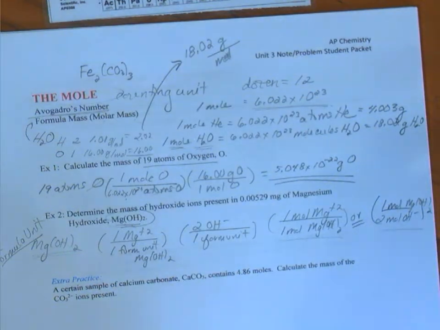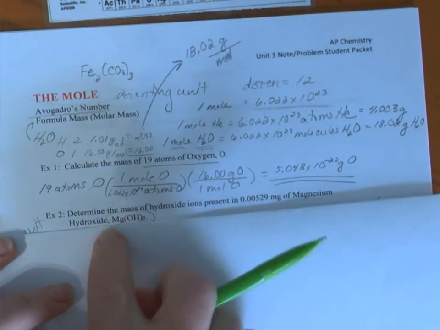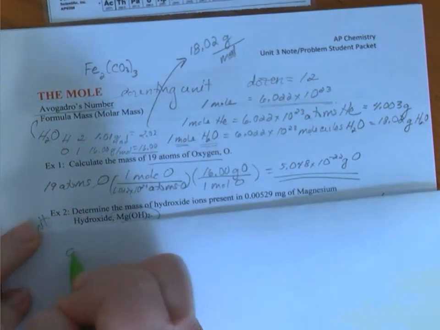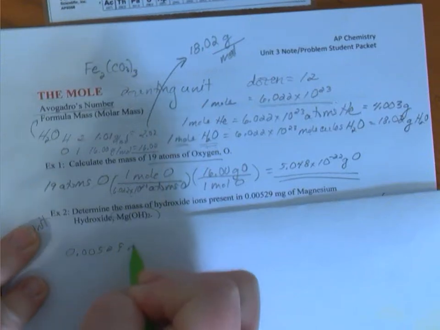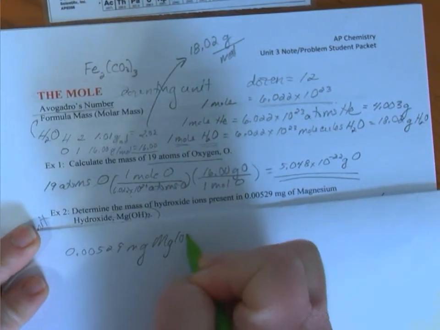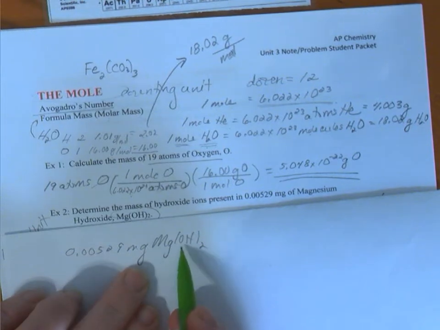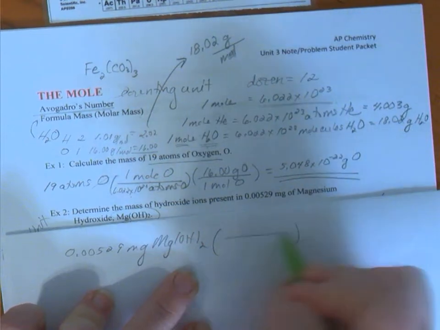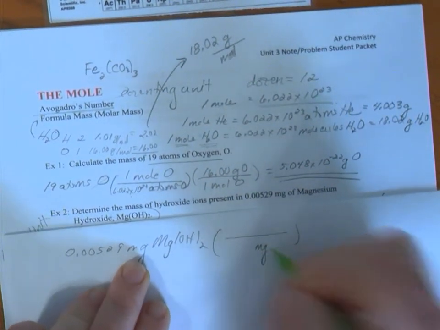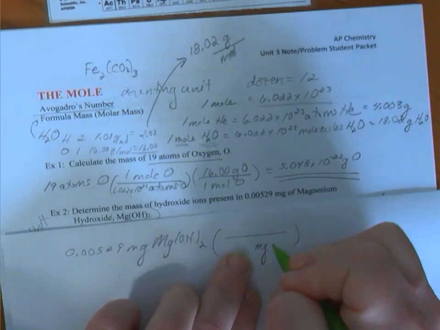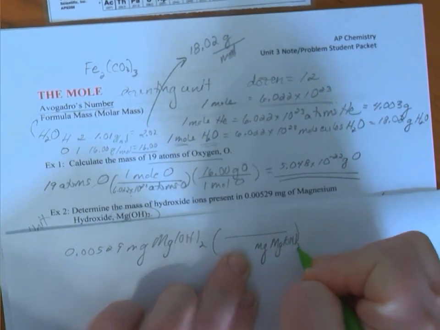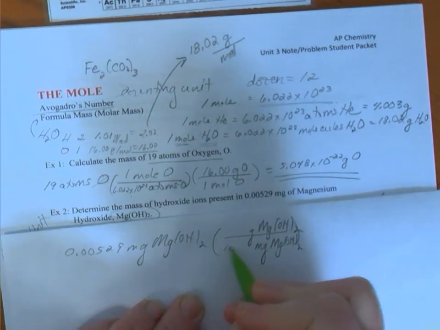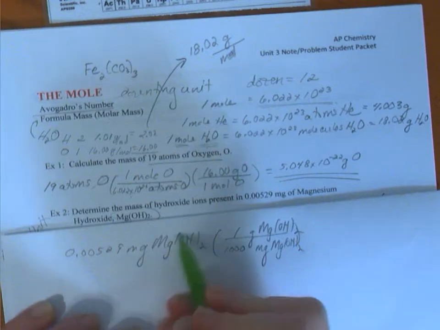Okay, so let's get to problem solving. Determine the mass of hydroxide ions present in 0.00529 milligrams of magnesium hydroxide. All right, I want grams of hydroxide as my final answer. All right, let's take it a step at a time. First thing I definitely know, I'm going to get out of those milligrams. So, let's get to grams. And we know 1,000 milligrams in 1 gram.